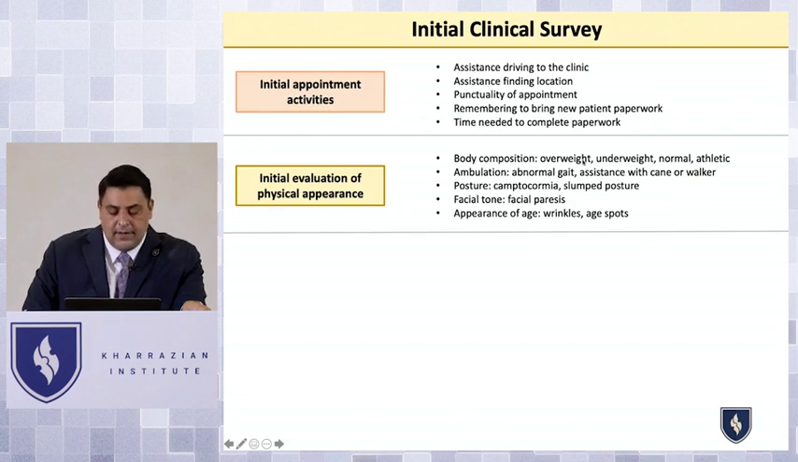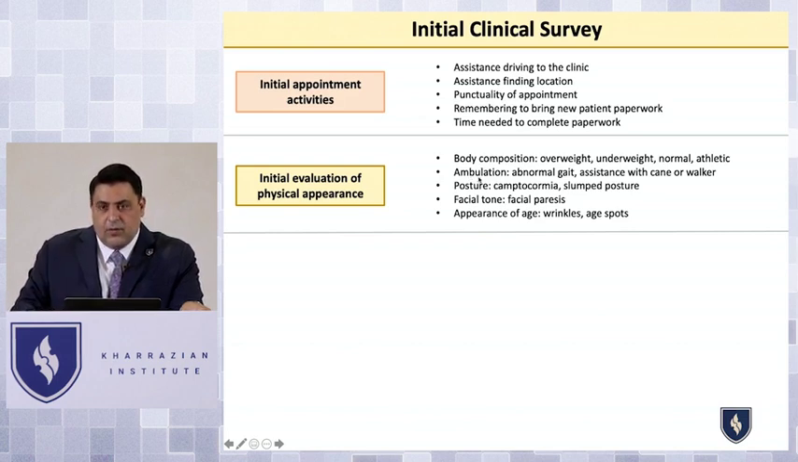Because remember, overweight increases cognitive decline risk, creates inflammation in the brain. Underweight, especially if they have dementia, is a serious red flag. And then are they normal? Are they athletic? How are they walking? I mean, you usually see them walk in. They come in with a cane or walker. They walk with rigidity and stiffness, like Lewy body dementia. Do they have lack of arm swing? Is their arm swing well? Those are important. Their posture, are they slumped over? Do they have camptocormia? Things like Lewy body dementia.